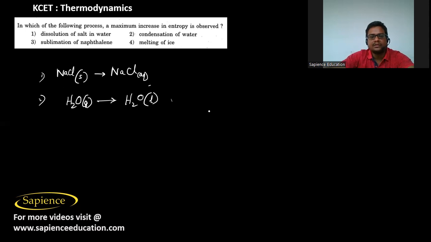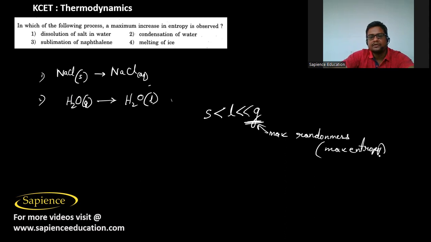So as we know, solid has the least entropy, and liquid has slightly higher entropy than that of solid, and gas has much higher entropy than solids or liquids. So gas has the maximum randomness or disorderness, so it has maximum entropy. So here the entropy decreases, and here also the entropy increases.